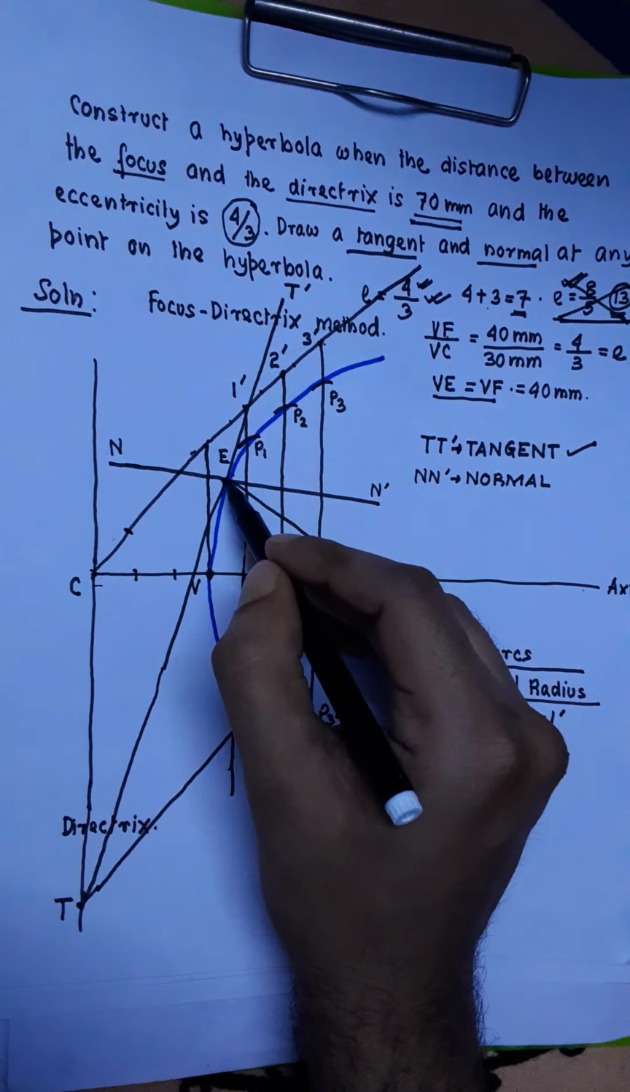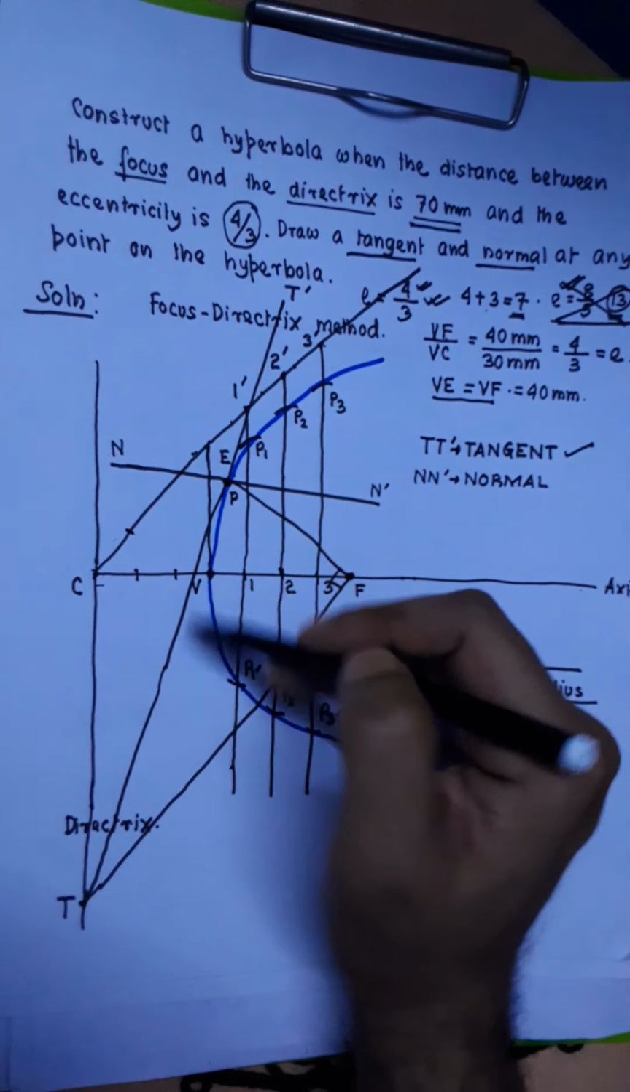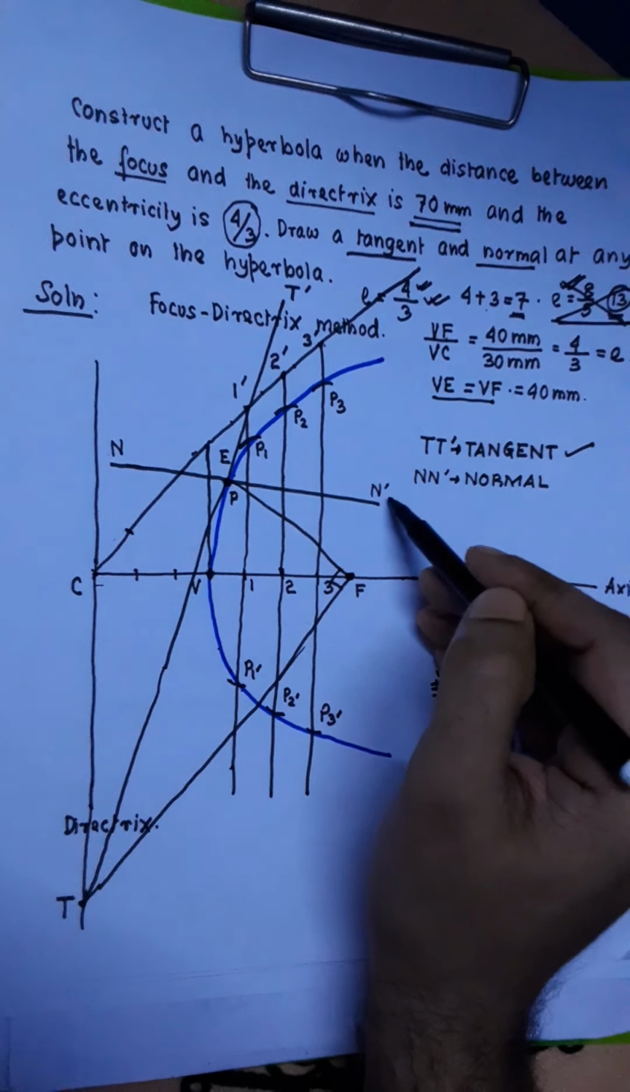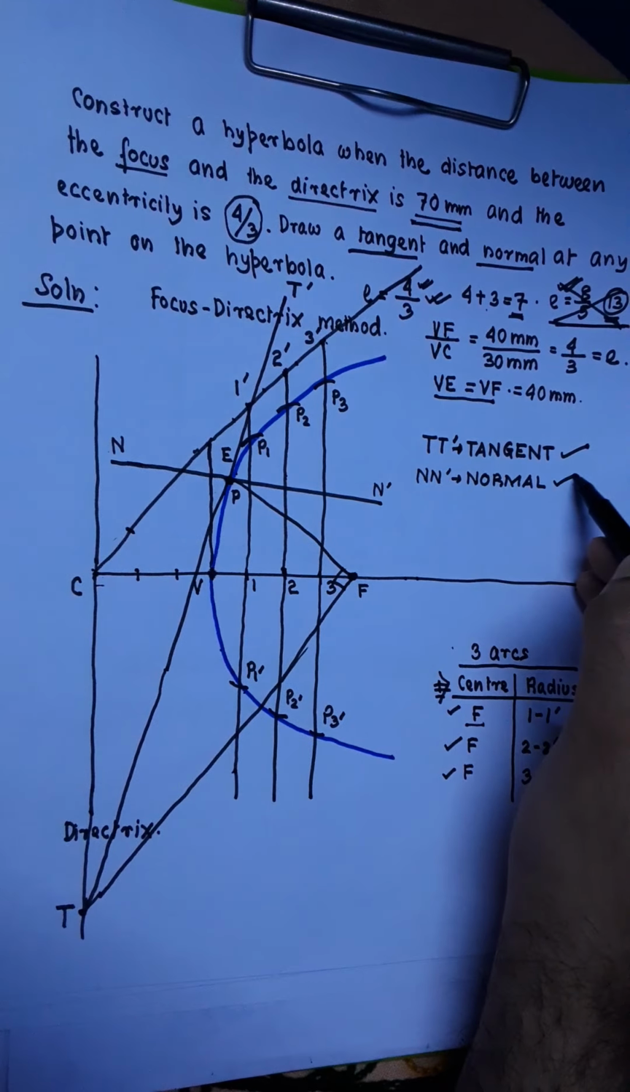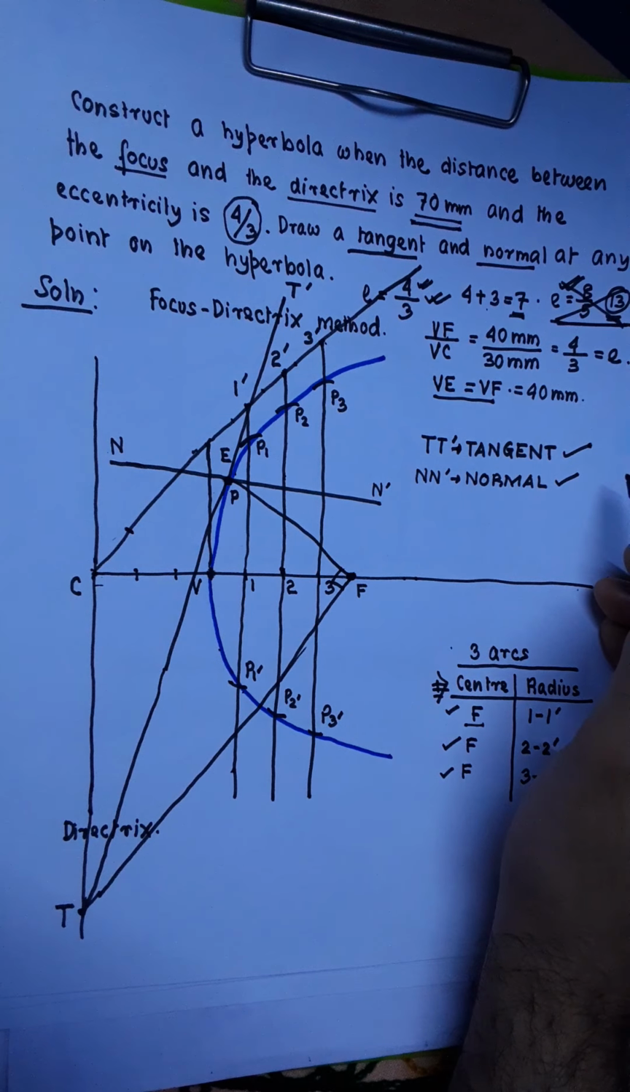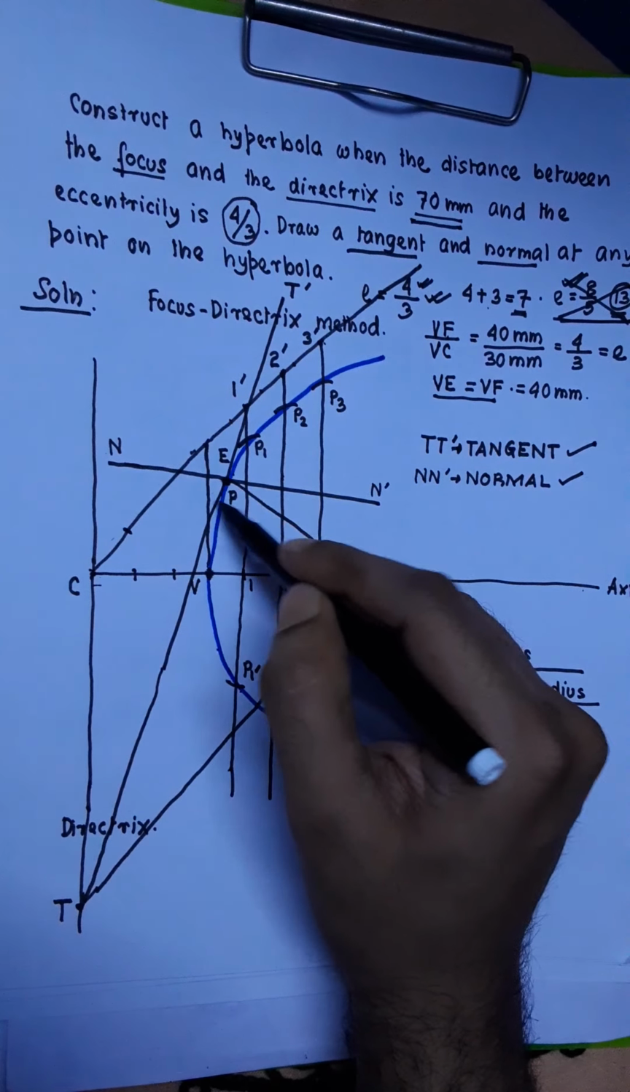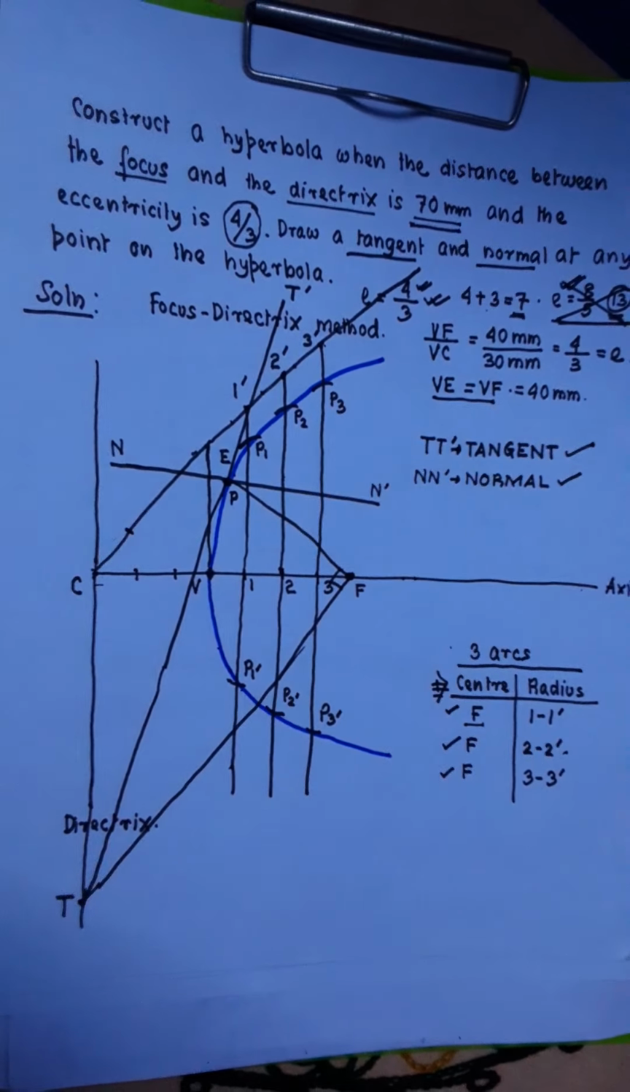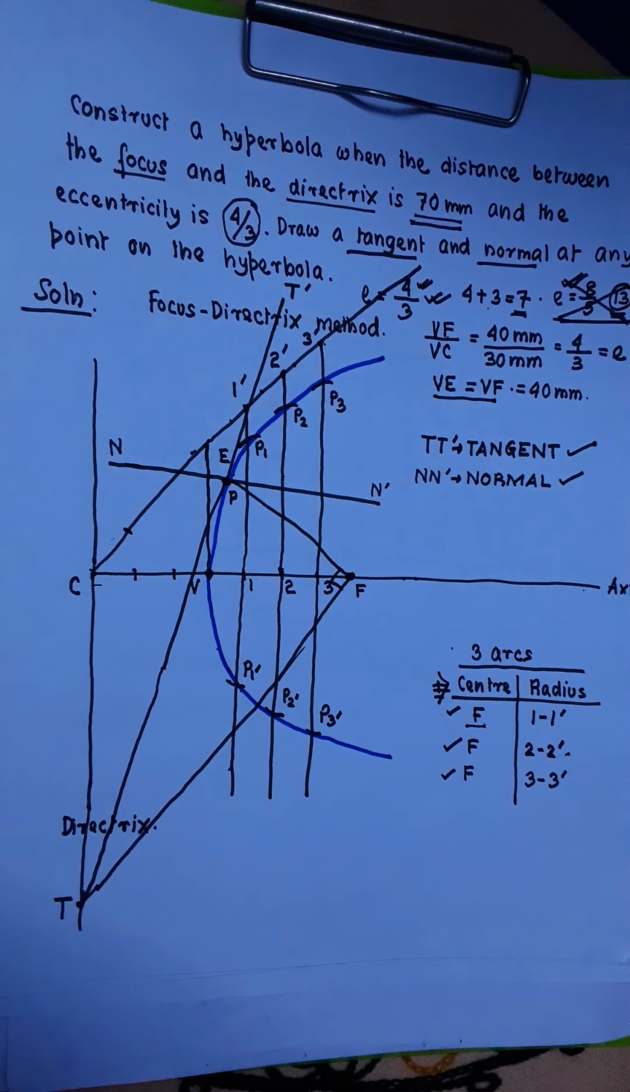Now through the point P you draw another line which is perpendicular to the line T dashed. Call it as N dashed. So this new line N dashed is the desired normal to the hyperbola at the point P. So this is the solution of the given problem.